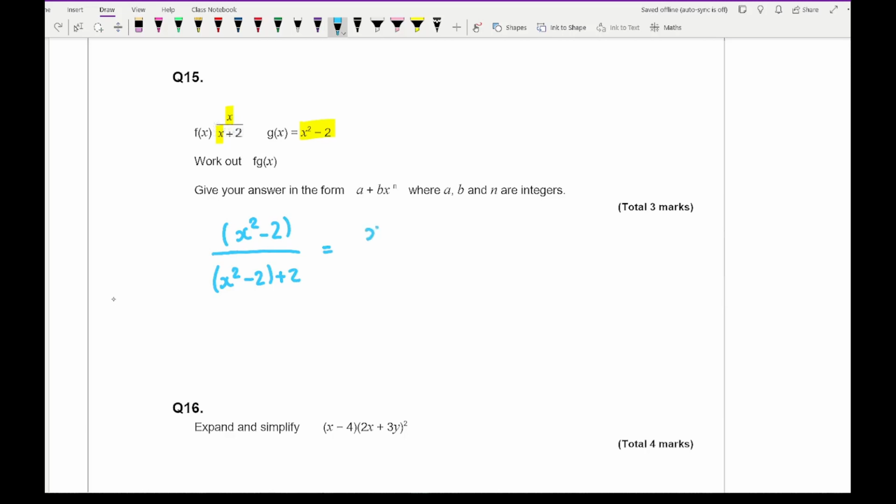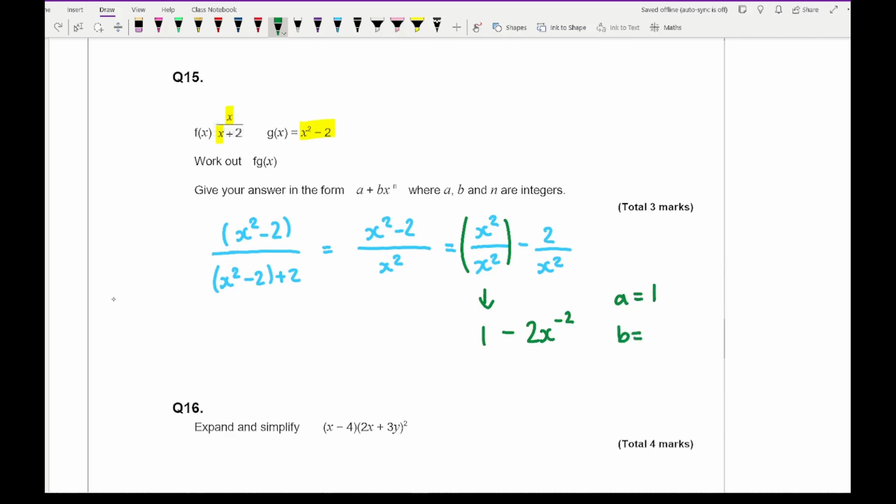So then this becomes x squared minus 2 over x squared. And then I can split that fraction up. So I've got x squared over x squared minus 2 over x squared. This simplifies to equal 1. And then this, using indices, can be written as 2x to the power of minus 2. And so here a is going to equal 1, b is going to equal minus 2 and n is going to equal minus 2.